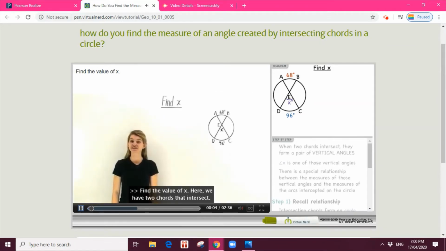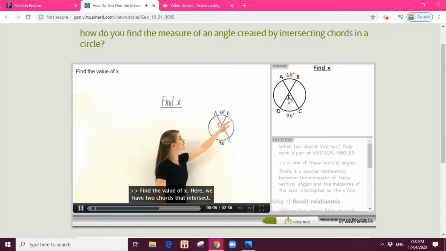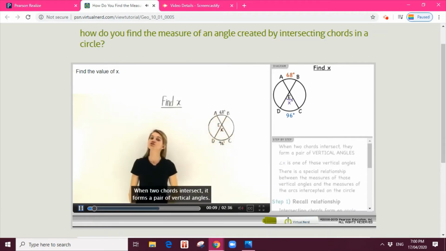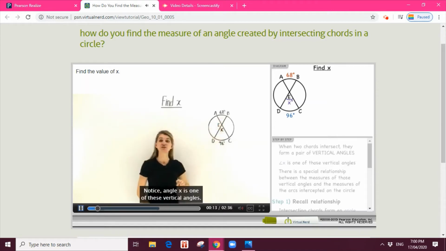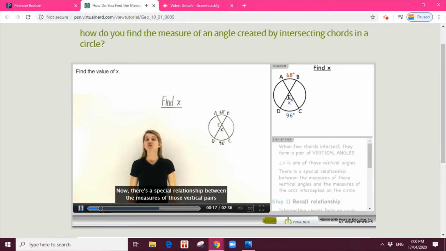Find the value of x. Here, we have two chords that intersect. When two chords intersect, it forms a pair of vertical angles. Notice, angle x is one of these vertical angles. Now, there's a special relationship between the measures of those vertical pairs of angles and the measures of the arcs that are intercepted on the circle.